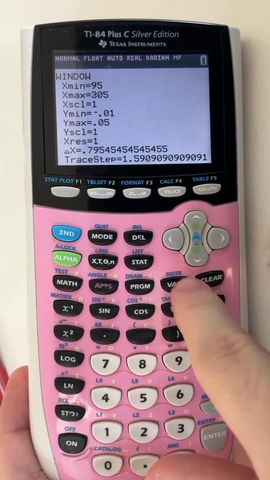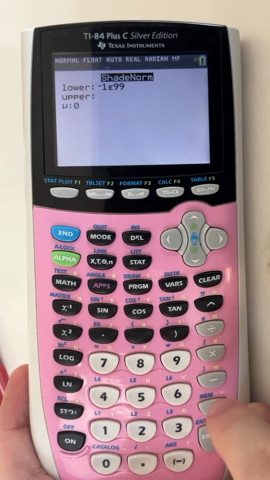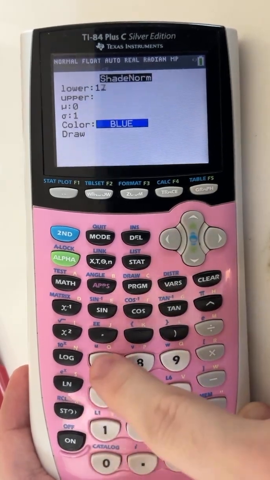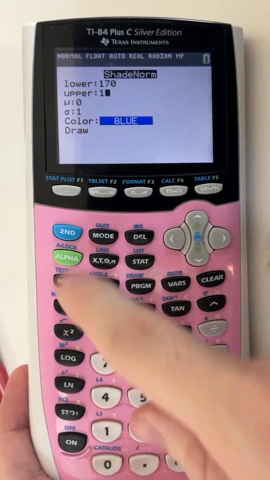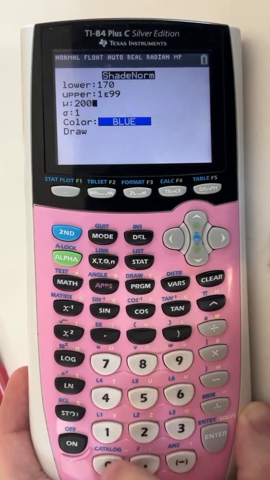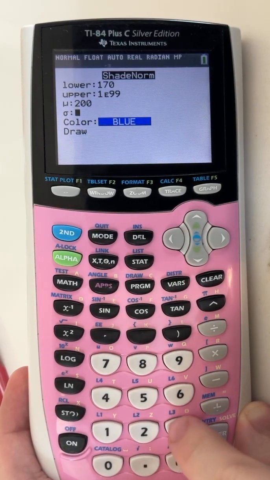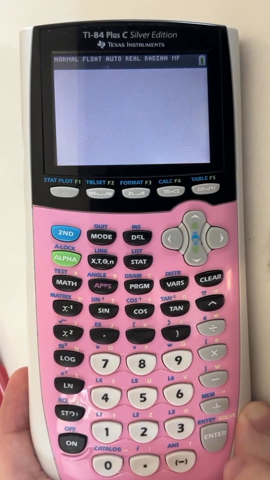Now we'll do second distribution. We'll go over to draw and then shade normal. We'll see 170 pounds or more. So we'll do 170, and then the upper will be a really large number. Then the mean is 200. The standard deviation is 35. We'll go down and hit draw.